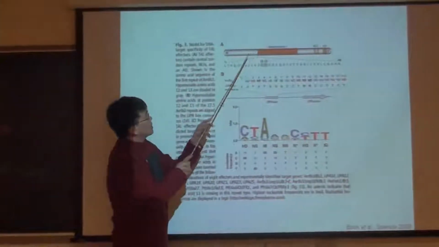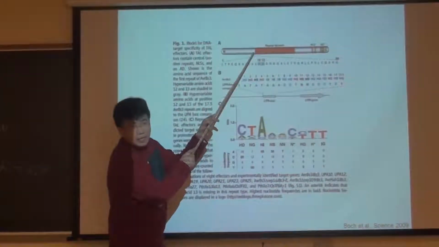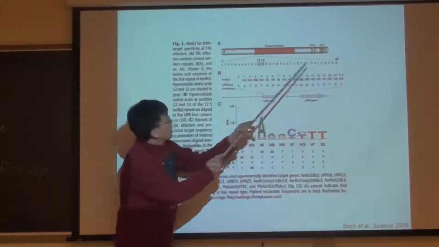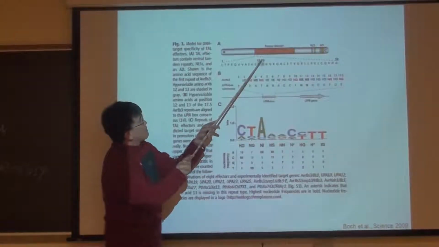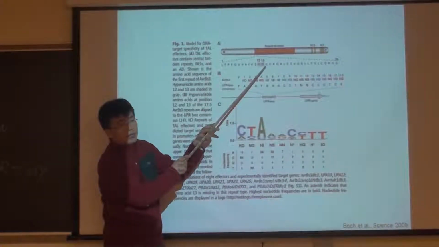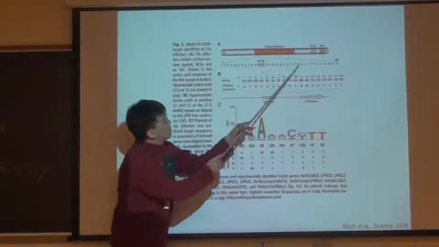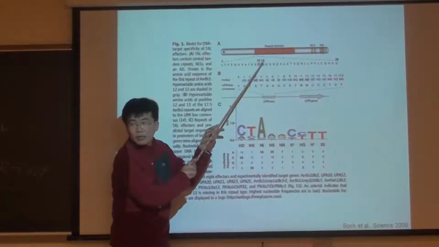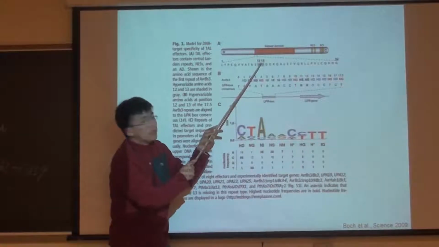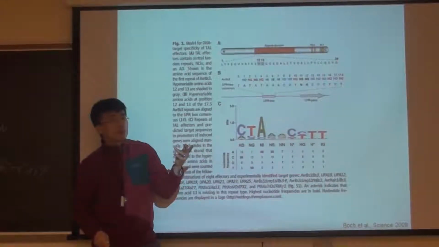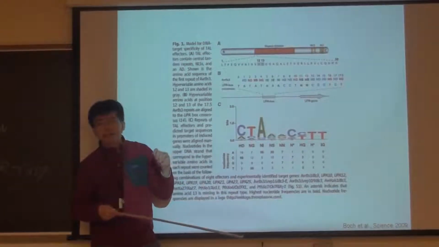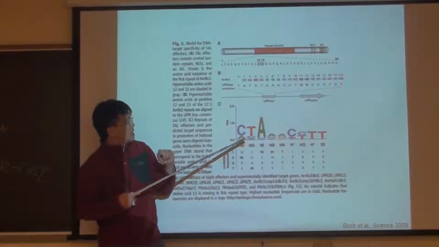You have many repeats. But if you look at one single repeat here, it has about 34 amino acids. And there are two of them, at the 12th and 13th positions, that are hypervariable, meaning that everything else is essentially the same for all of the repeats, but these two amino acids are different between the repeats. So it suggests that these two amino acids are responsible for this DNA sequence recognition. So then they used bioinformatics and other methods to decipher the rule.